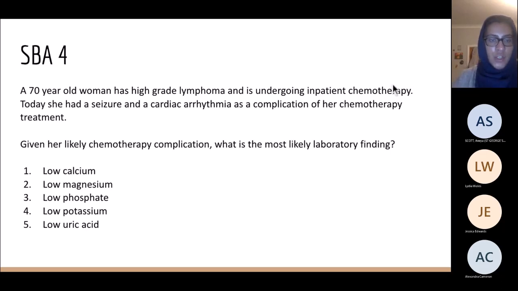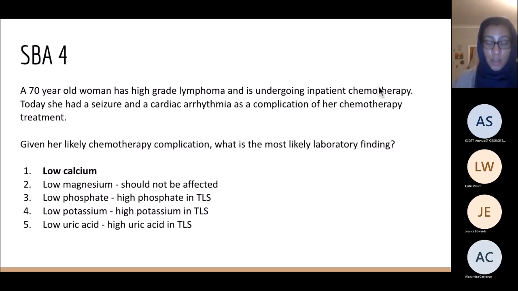So, for the sake of time, the answer to this question is actually one, low calcium. Now, I'll be honest with you, with this SBA, you will either know it or you won't. What this SBA is suggesting is someone who is having what's known as tumor lysis syndrome. So you've got this 70-year-old who has lymphoma and is undergoing chemotherapy. They then have a seizure and this arrhythmia as a complication of her chemo treatment.